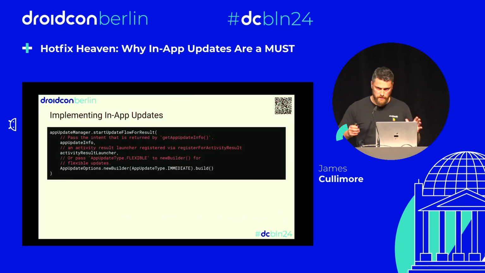Once all the conditions have been met, so an update is available and we're allowed to install it, we then start the update flow. We pass over the app update info and our activity result launcher, and of course we build our app update options, whichever flow we want to use, whether it be the immediate or the flexible.